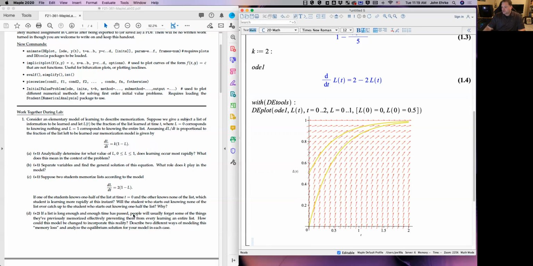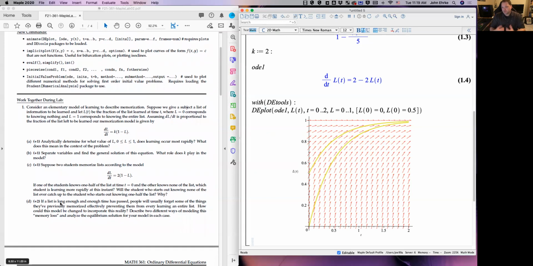And then on D, I'm going to leave D to you, but let me explain a little bit about what I'm looking for here on D. The idea here is we want to make this model more realistic. So in order to make it more realistic, we have to assume that just because you're learning parts of the list doesn't mean you won't forget parts of the list. So I want you to try to incorporate something into this model.